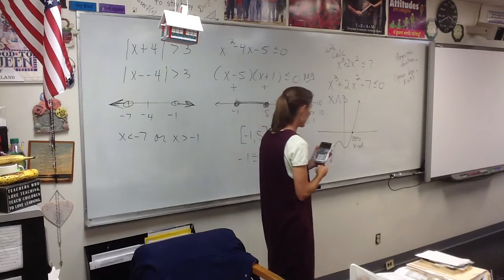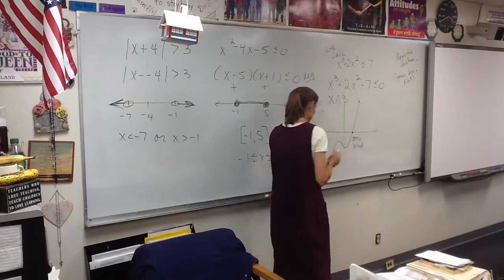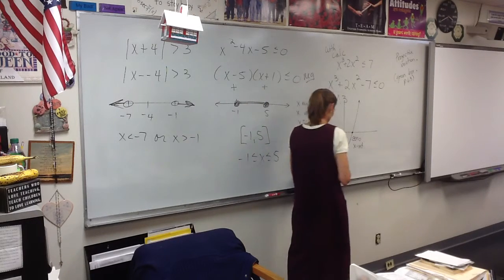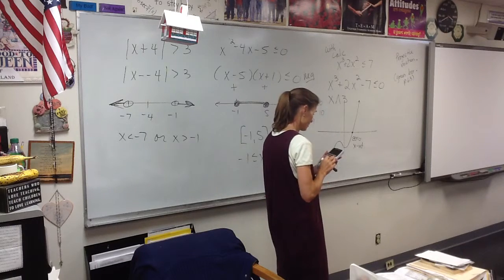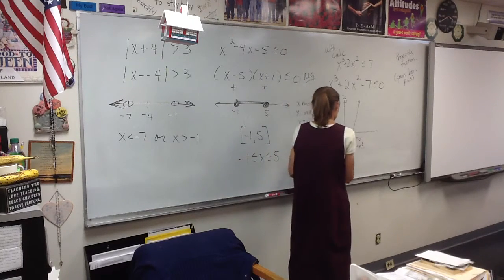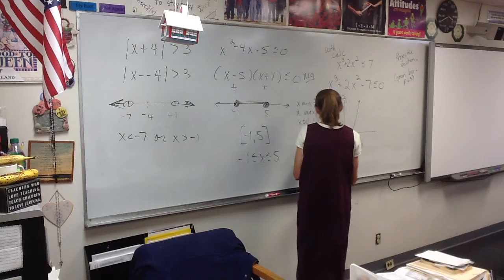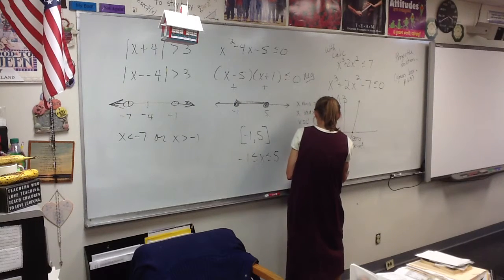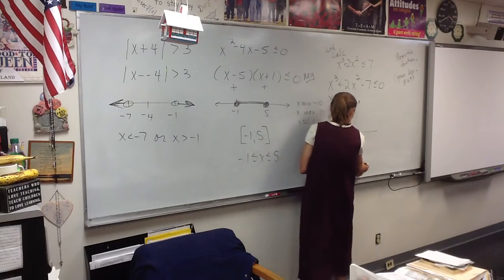And then I'll set my left bound and my right bound. And according to my calculator, and yours should say the same thing, the 0 is at 1.4288177.